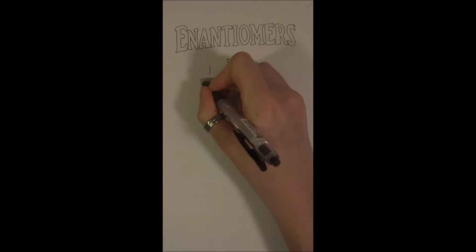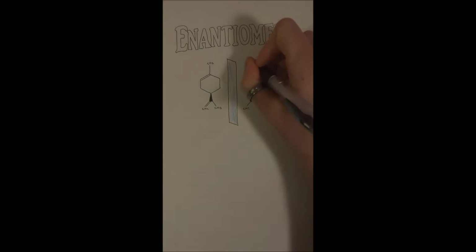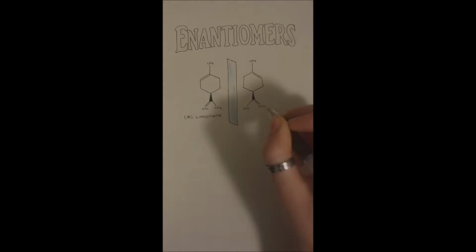So let's say we had a mirror. On the left side, we're going to draw a molecule called limonene, and on the right side, we're going to reflect that molecule over so it's a perfect mirror image of the one on the left. Now notice that both of these molecules are called limonene, but the one on the right is an enzyme responsible for the smell of lemons.